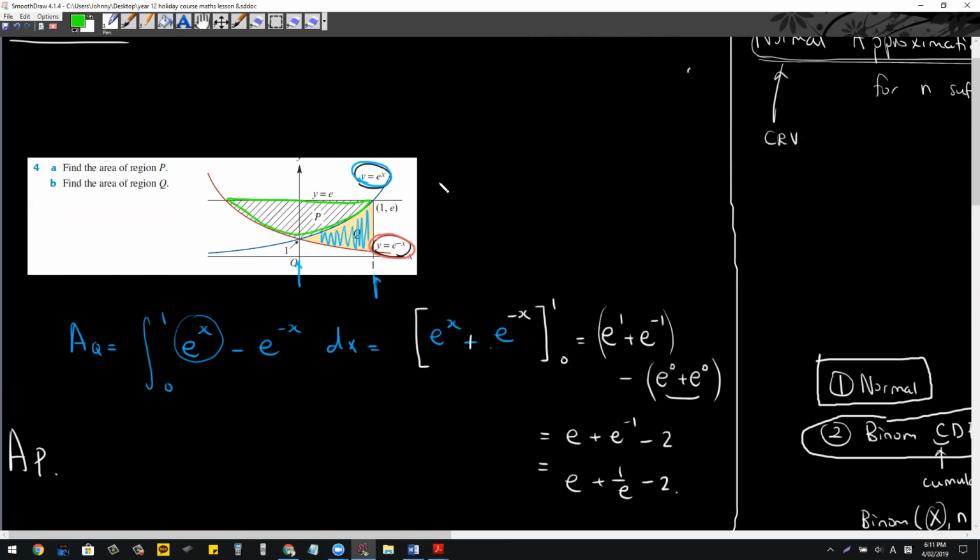Okay, so Sarah is saying calculate the area above the red line and then subtract the area of Q. That's very clever. Yeah. So I think this question should have been flipped. That's a really clever way. So we can calculate this area, so this area.